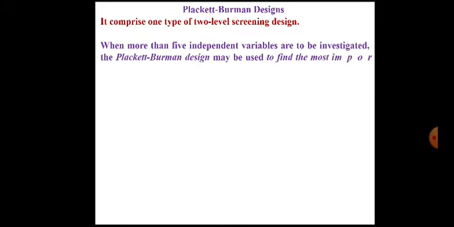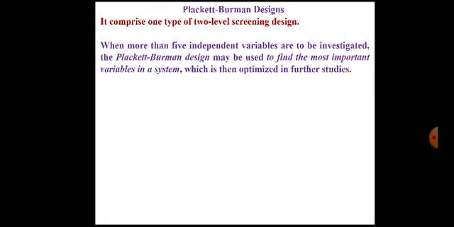In general, when more than 5 independent variables, meaning factors, are to be investigated, we need to take help of Plackett and Burman's design, because more than 5 independent variables means the number of variables is very high, and therefore full factorial design may not be possible. Experimentation will be more and more laborious. Therefore, we take help from Plackett and Burman's design. When the number is more than 5, it may be used to find out the most important variable in the system, which is then optimized in further studies.